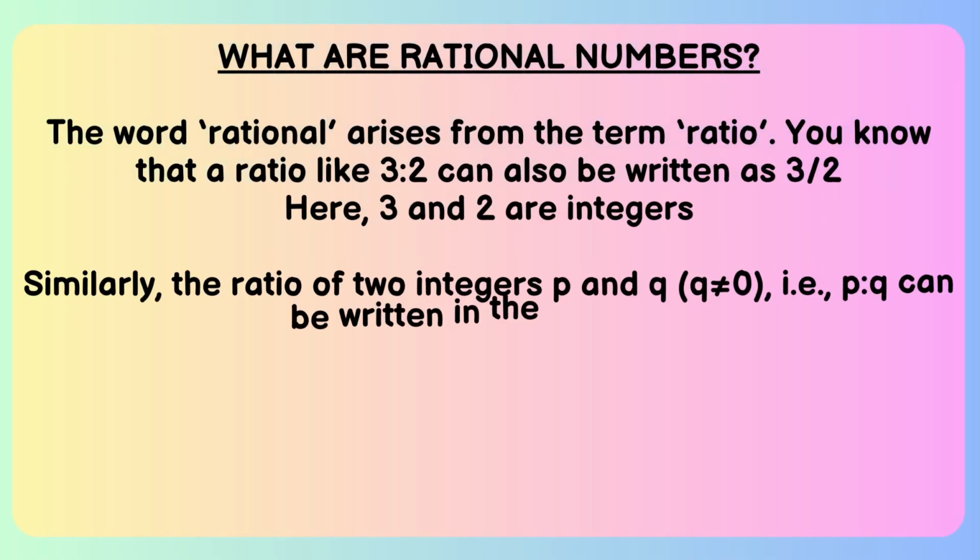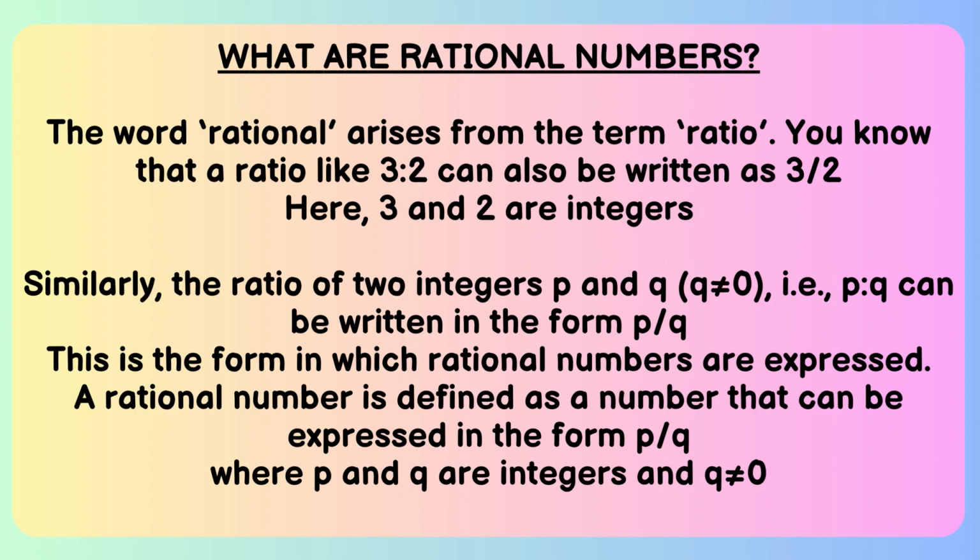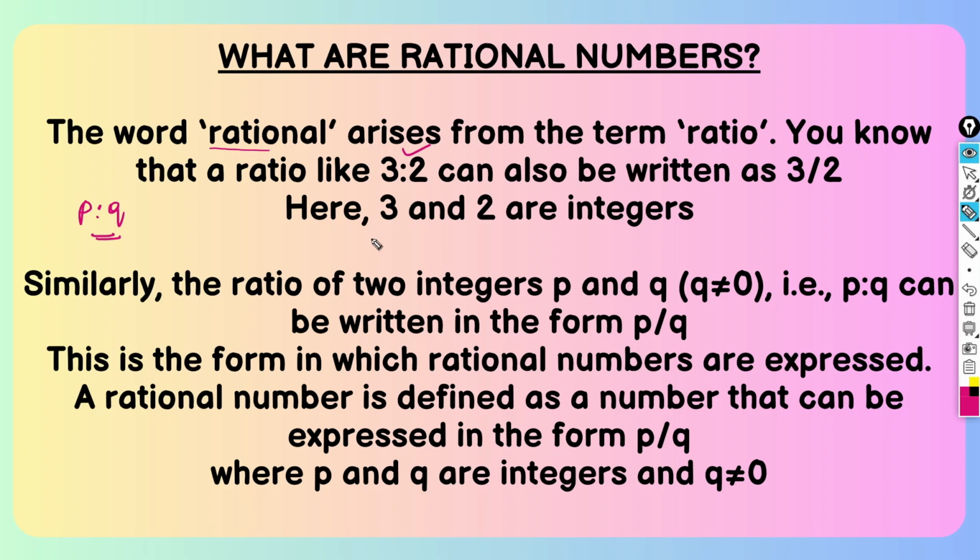What are rational numbers? The word rational arises from the term ratio. When you come across the word rational, you should remember the word ratio inside the rational. So what is a ratio? Ratio is, for example, P is to Q. This is a ratio, right? Let us take another example, 3 is to 2. 3 is to 2 is also a ratio.